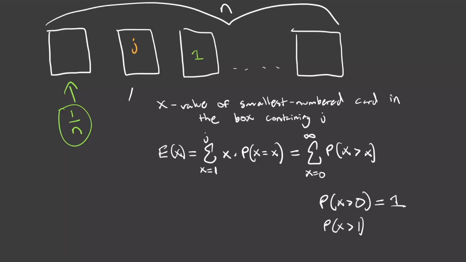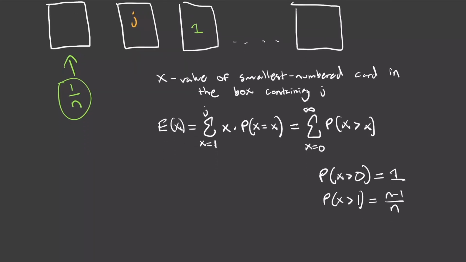The probability that the smallest numbered card in this box right here is going to be greater than 1 is just the probability that 1 is not within this box, right? That probability is going to be n minus 1 divided by n. Now you can see why this tail sum is going to be a lot simpler to do, right?